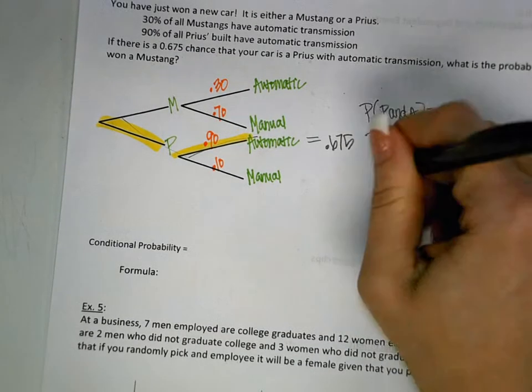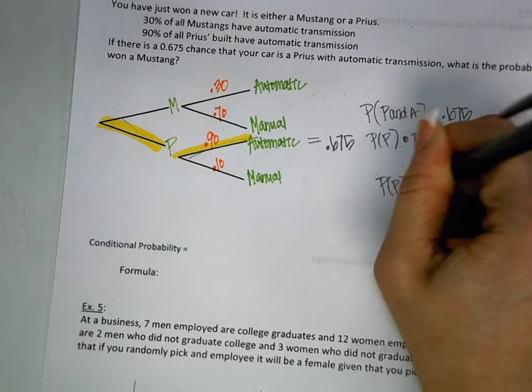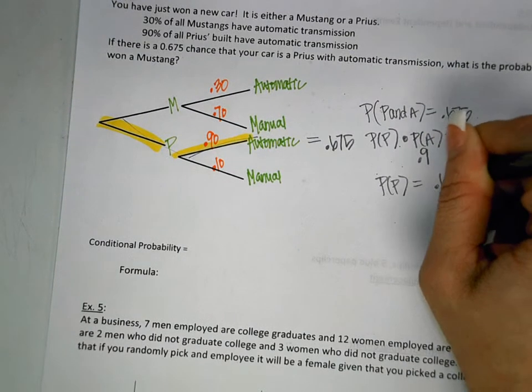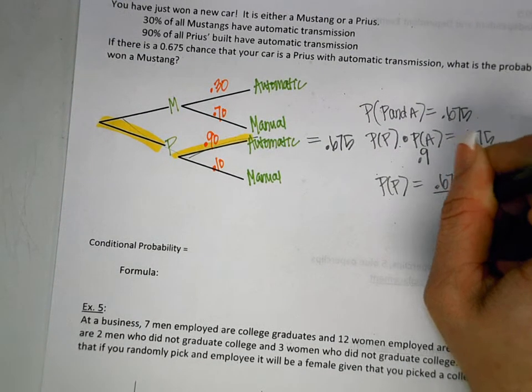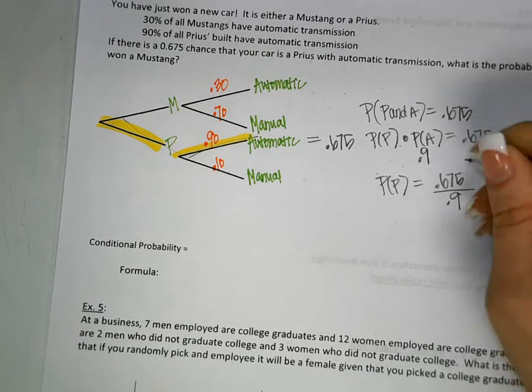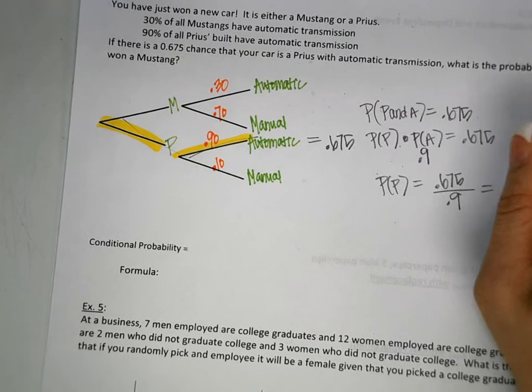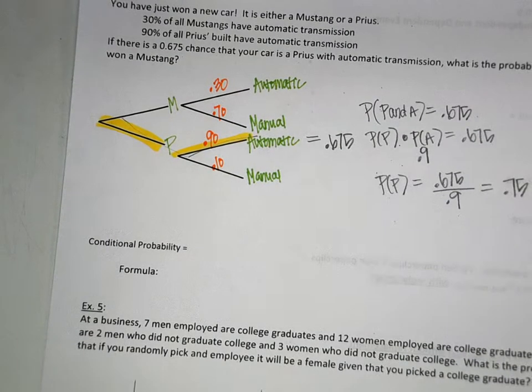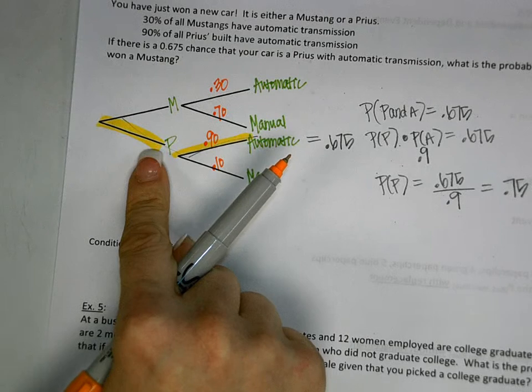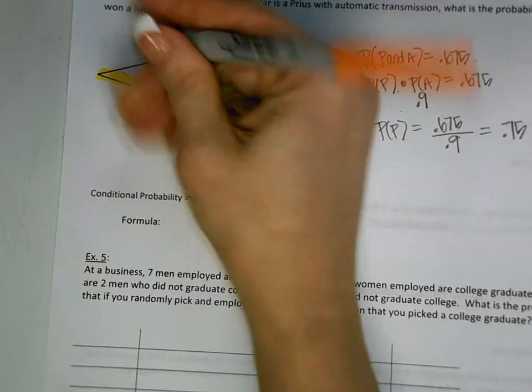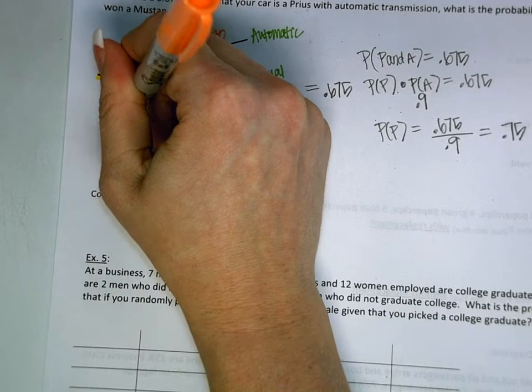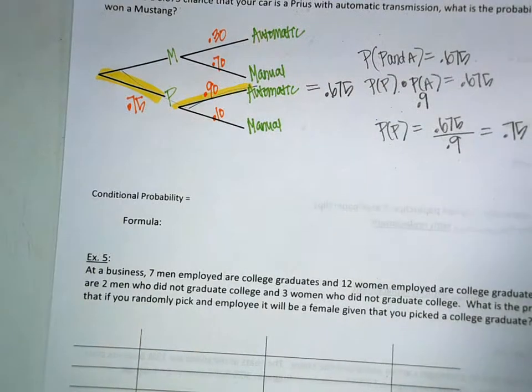Divide. Probability of a Prius is equal to 0.675 divided by 0.9. I used my calculator. This is 0.75. Therefore, the probability of winning a Prius is 0.75. What is my question asking for?